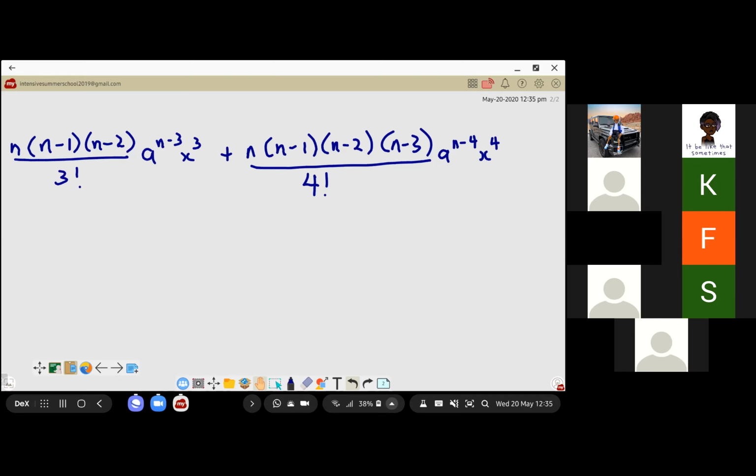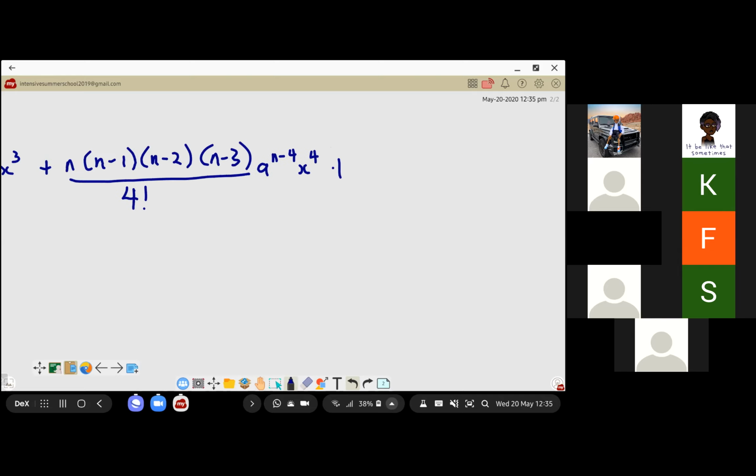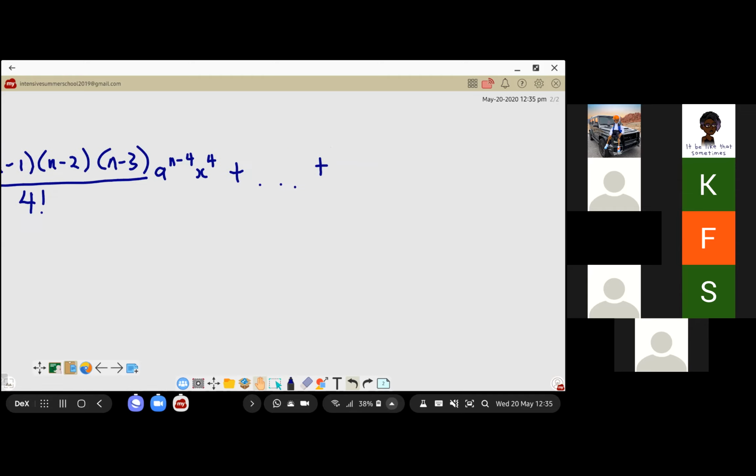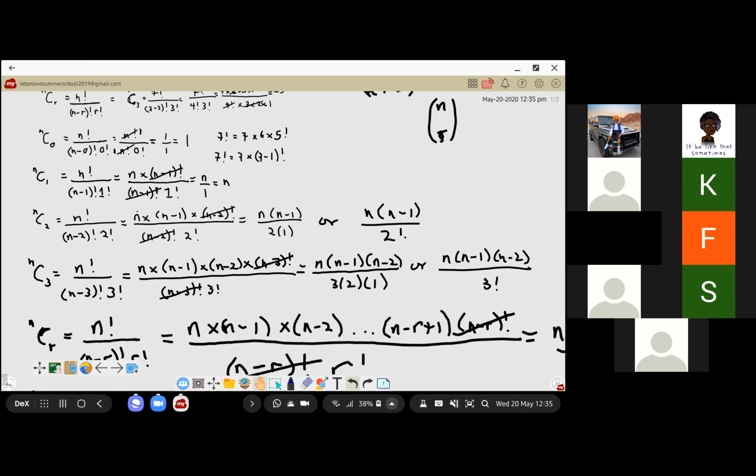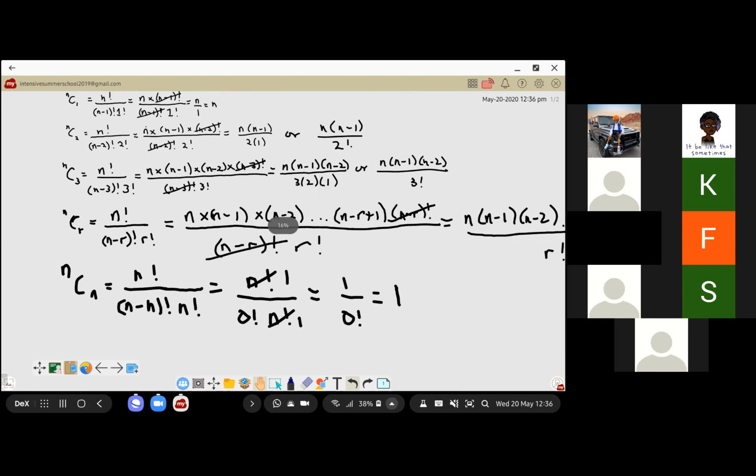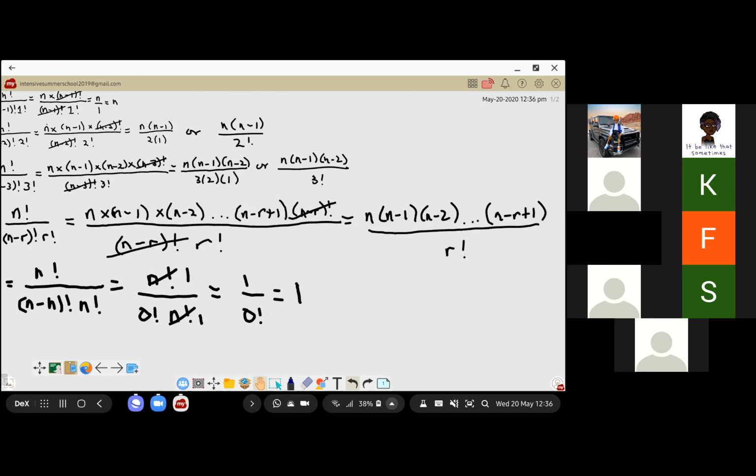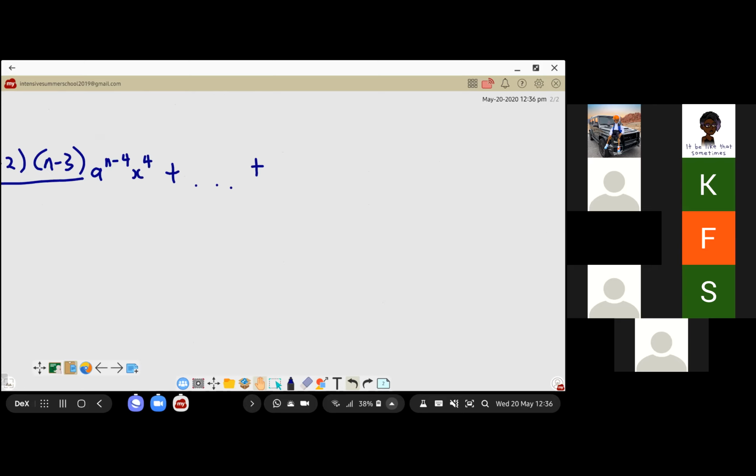Then our last but one term. There can be many terms in there, but what will our last but one term be? Let's go back. N combination r was n into bracket n minus 1, n minus 2, dot dot dot, n minus r plus 1, all over r factorial.